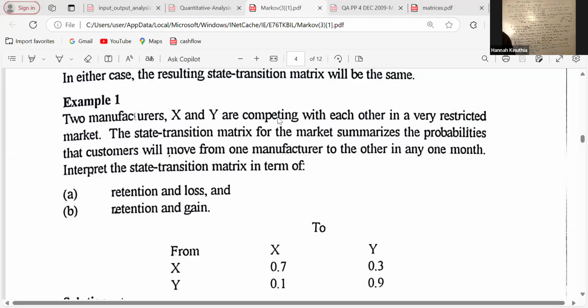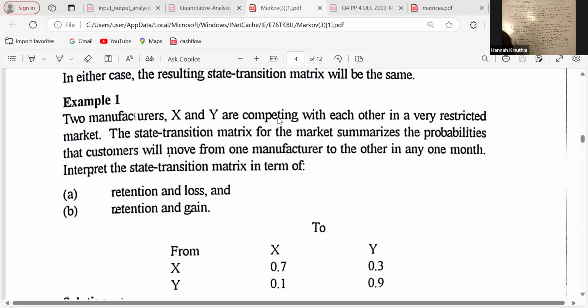And make sure you screenshot the question, because once I move on, you shall not find the question again. Now, for part A you are required to explain, number 1, retention and the loss, and number 2, the retention and the gain. So screenshot the question.